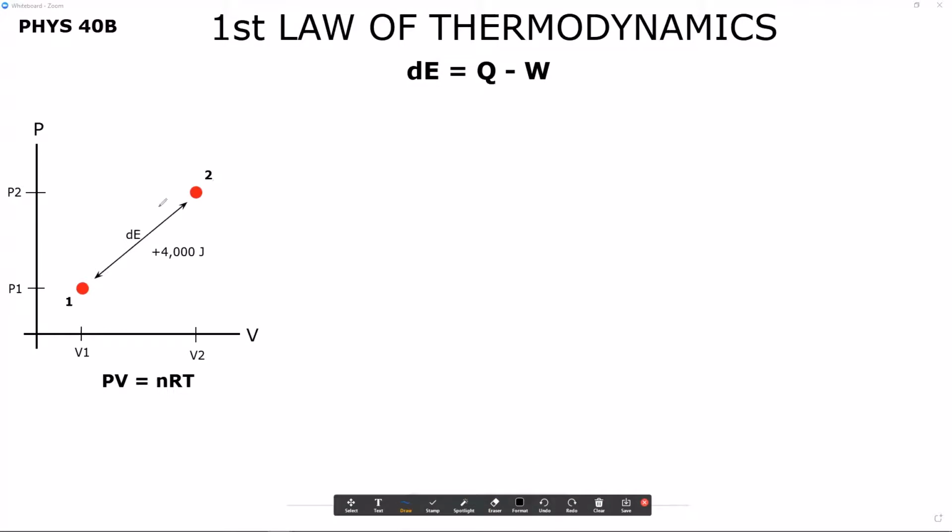What dictates what exactly those are is the path we take from one state to the other. If we were to go in a straight line like this, that would be one way. You could also go a path like that, or a path that does something sort of opposite like that. These would all have different values of Q and W. These are kind of crazy, but it's just to illustrate the point.